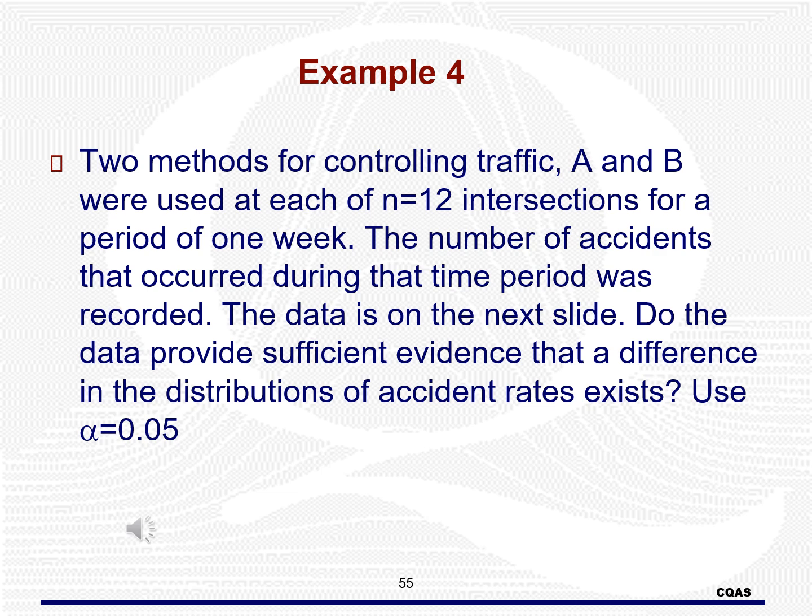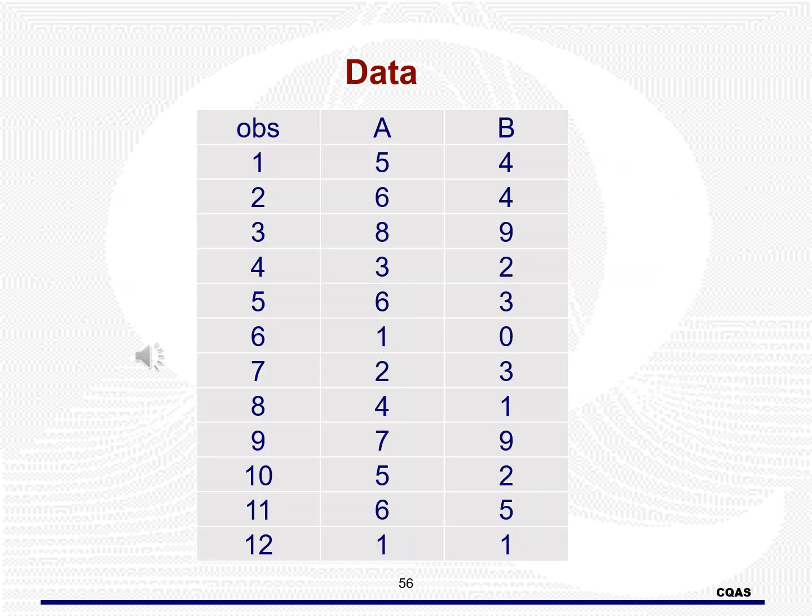The number of accidents that occurred during that time period is the response. The data is on the next slide. Do the data provide sufficient evidence that a difference in the distributions of accident rates exists? Let's first take a look at the data. Here are the counts of the number of accidents in each group.